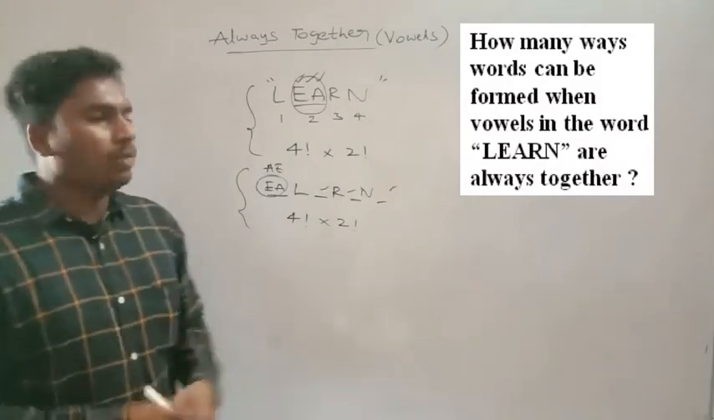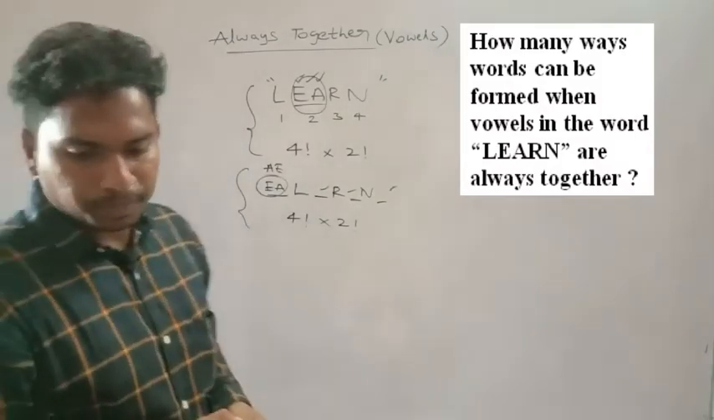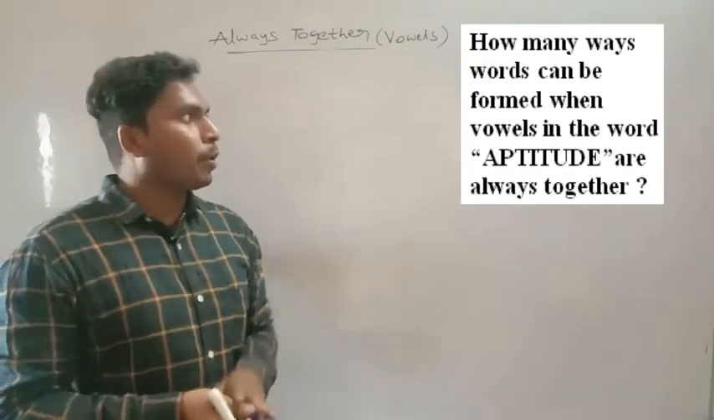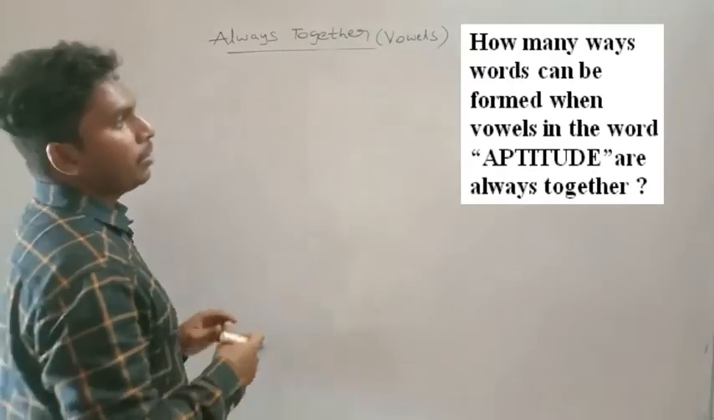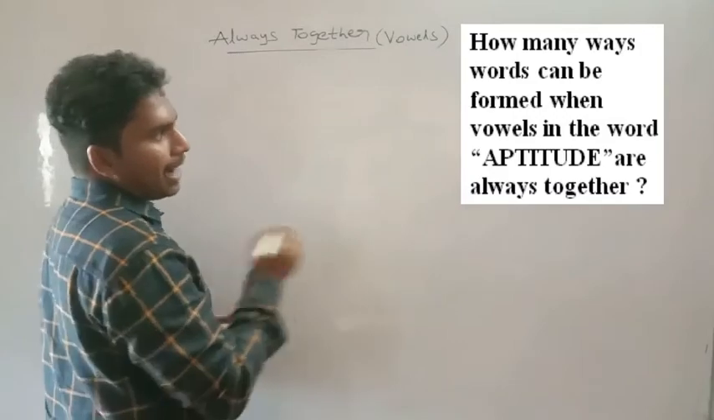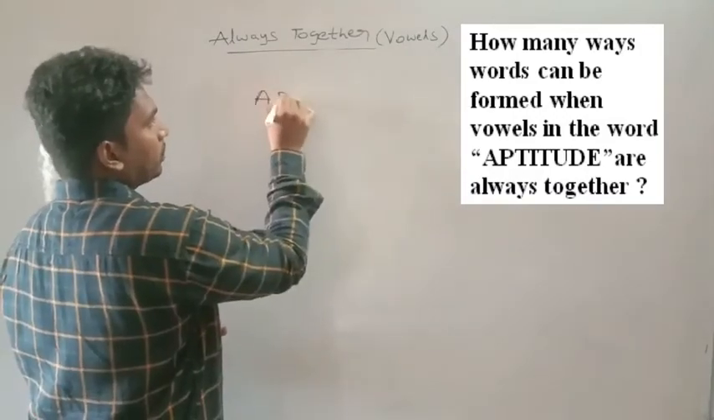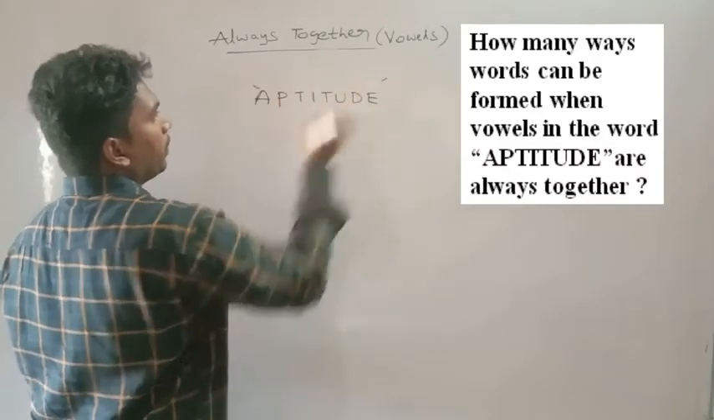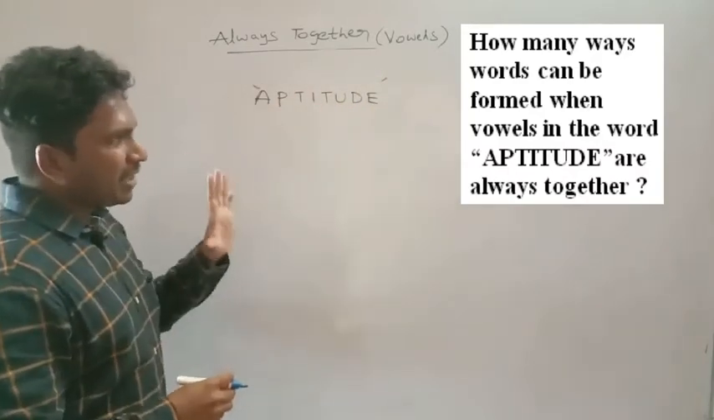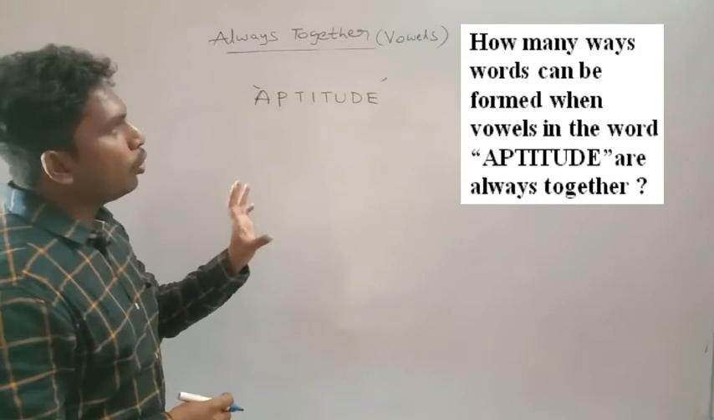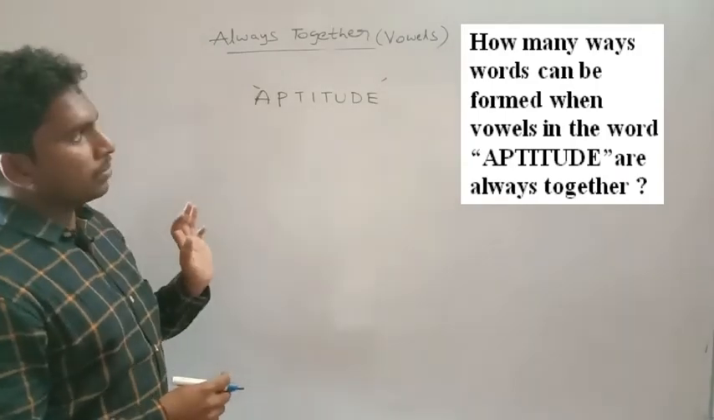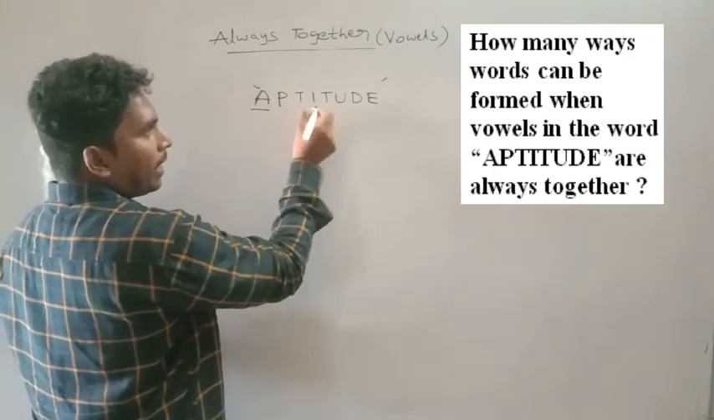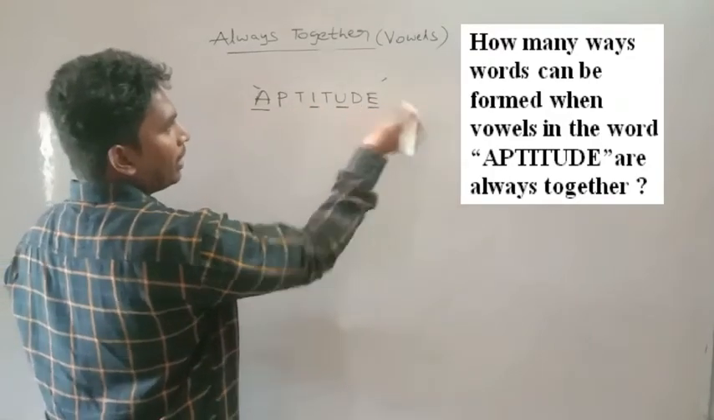So we will take another example on this. We'll solve another problem on the same topic. Here the word given is aptitude. They are asking the same: here also the vowels are to be together. So what are all the vowels here? A, I, U and E.